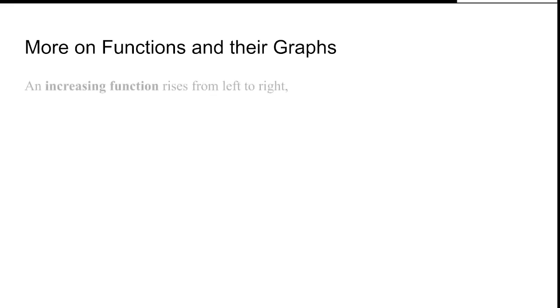Let's take a look. One thing functions can do is be increasing, and that's when they rise from left to right. We're always reading in this direction because that's the way we read English. When we talk about an increasing function, what's increasing? It's the y value. As we go from left to right, x will always be increasing. So as x increases, what's happening to the y? Is it increasing or decreasing? That's really what we're talking about.